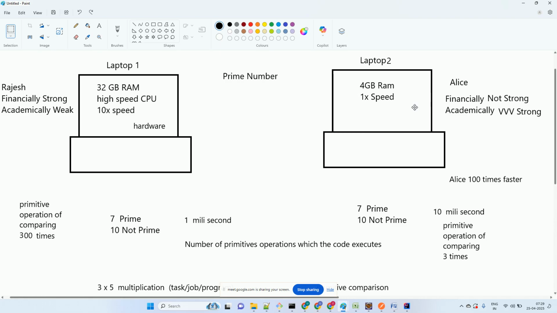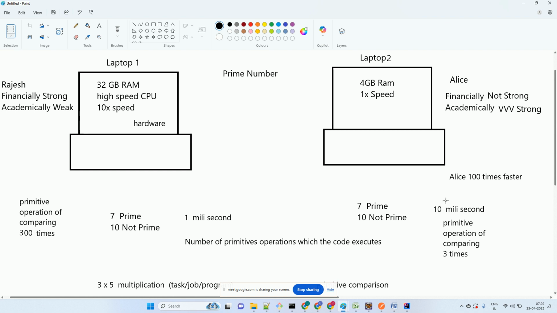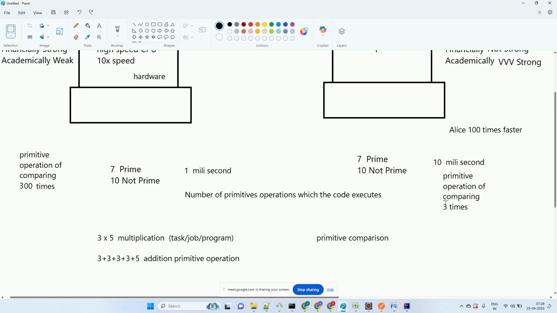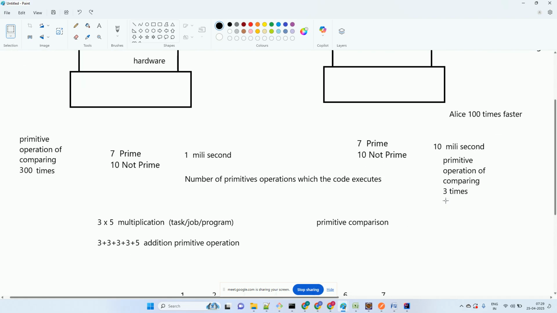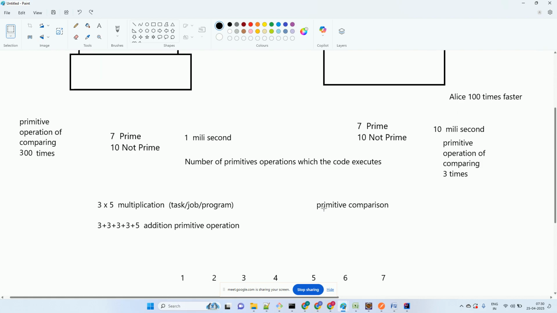So irrespective of someone being on comparatively weaker hardware, that has nothing to do with the performance of the algorithm. Performance of the algorithm is judged on the number of primitive operations you need to achieve the task. Let's take some practical examples to understand things better. Prime number is a perfect example to understand and explain time complexity.